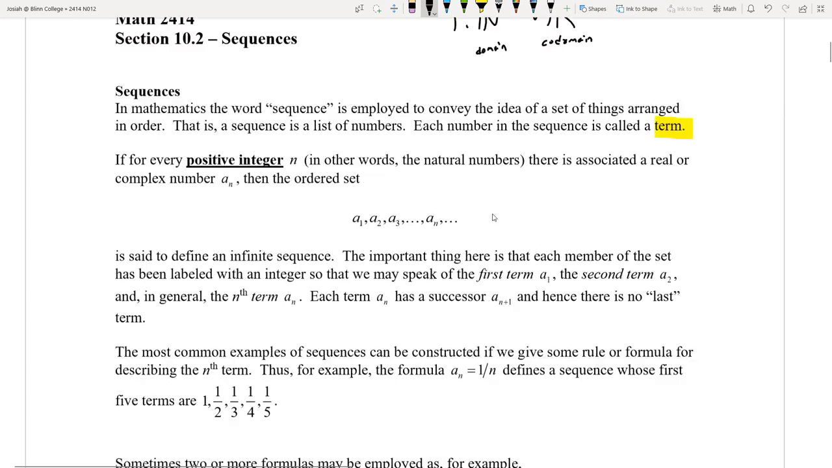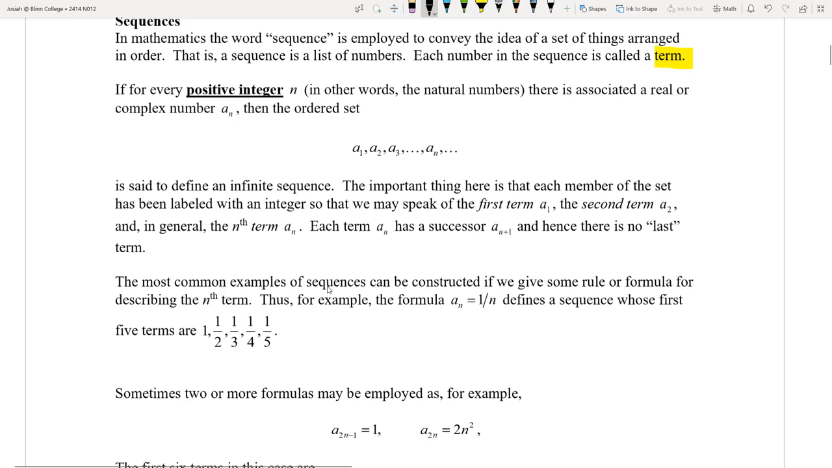So important things to note is that since each of these has an order, we can talk about the first term a sub 1, the second term a sub 2, and the nth term a sub n. Every term has a successor, so when we start talking about our general a sub n, we can talk about a sub n plus 1. And this goes on forever. There is no last term. This is an infinite sequence.